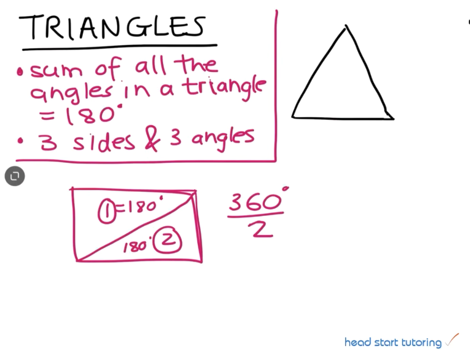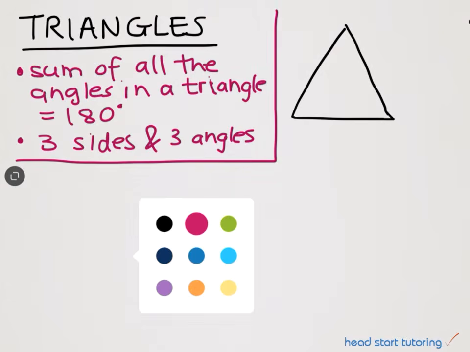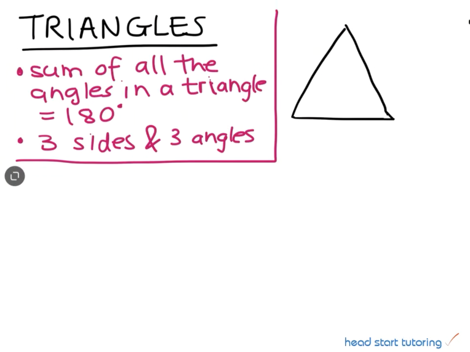So the sum of the angles in each of these triangles has to add up to 180, so that you get a full sum of 360 for your entire quadrilateral. So that's just a little way to remember the sum of the angles in a triangle, if you do remember the sum of the angles in a quadrilateral. Right, so let's have a look at this triangle here.